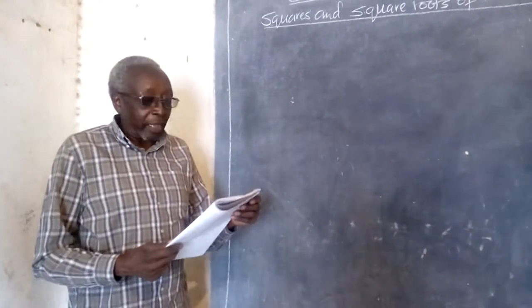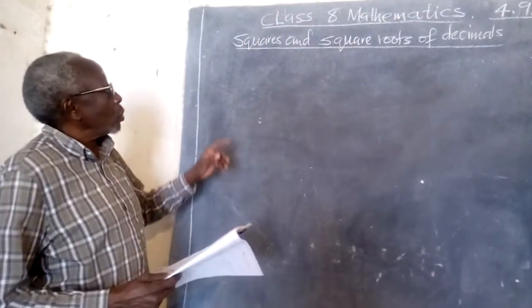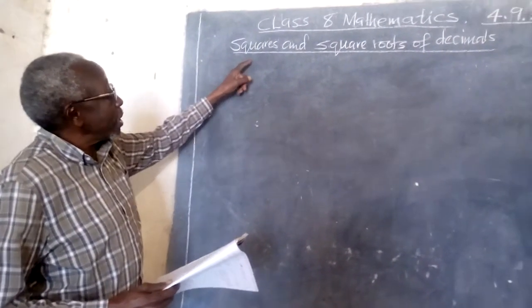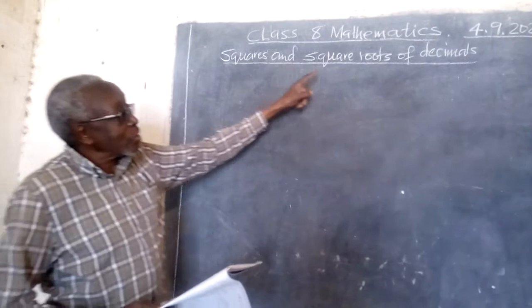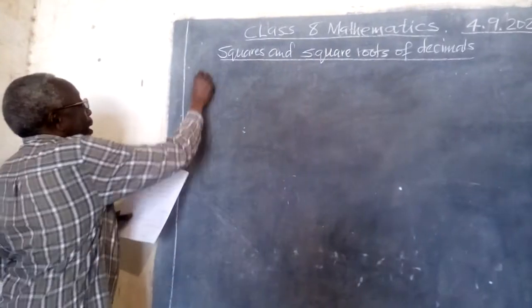Good afternoon, class 8. Once again, we meet today to discuss or to work out problems that involve squares and square roots of decimals. So, let's look at example 1.